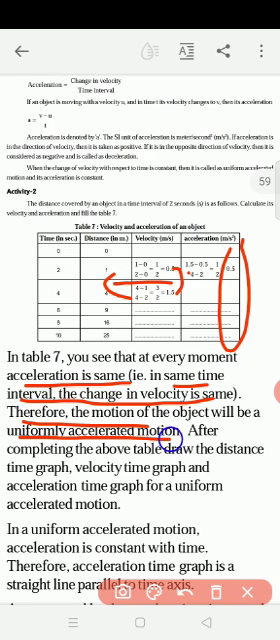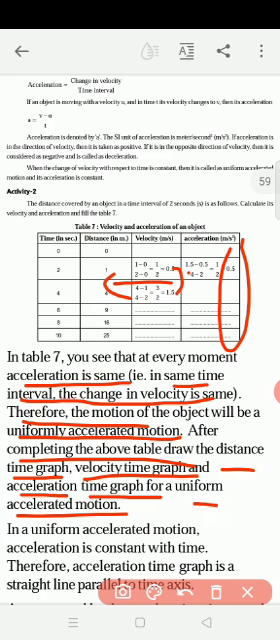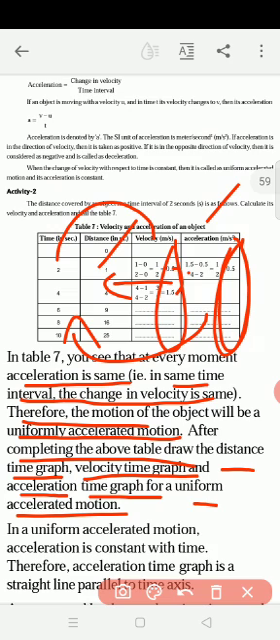Uniformly accelerated motion. After completing the above table, draw the distance time graph, velocity time graph and acceleration time graph for uniform acceleration motion. Okay, after drawing this, you just draw the graph for velocity and time and acceleration and time using these answer values. Okay, draw the two graphs. You buy graph sheets and draw the two graphs. Those two graphs you have to submit in the science note next time. Okay, I will give it for the exam also.